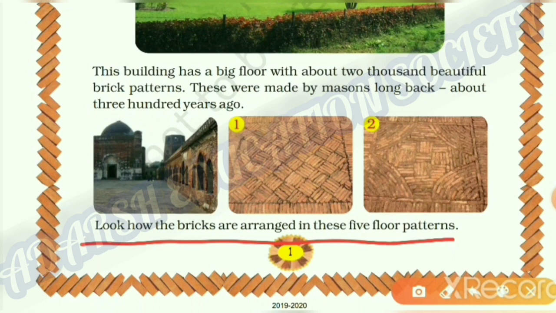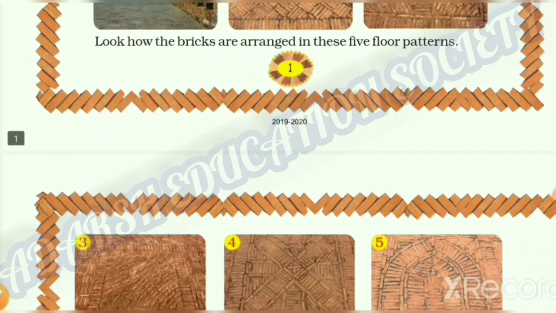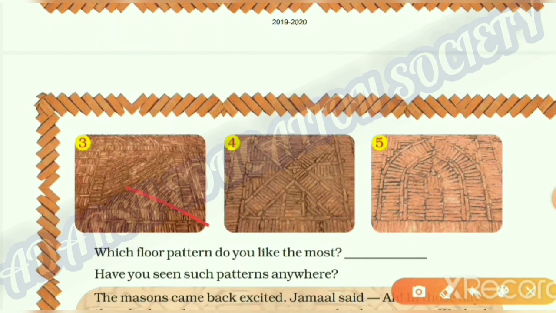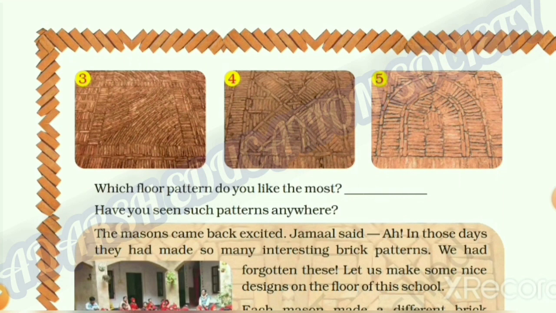Here are 5 patterns of floor is given, right? This is the first pattern, this is second. Now in next page, this is the third pattern, fourth and fifth. First you have to observe these 5-floor patterns, right? Now here 2 question is given. First one, which floor pattern do you like the most? It can be number 1, 2, 3, 4, 5. Whatever you want to like the most, you can write the number here.